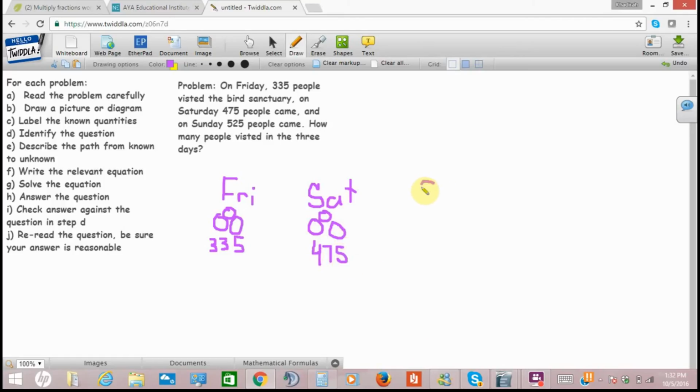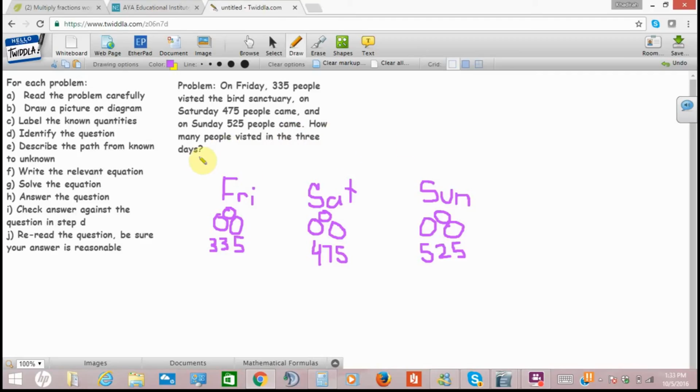And then on Sunday, once again, we're going to draw the 3 circles that are going to represent the people. On Sunday, 525 people came. Okay, so now you will move on to step D, which is identify the question. And the question here is, how many people visited in the 3 days? So that's the question here.